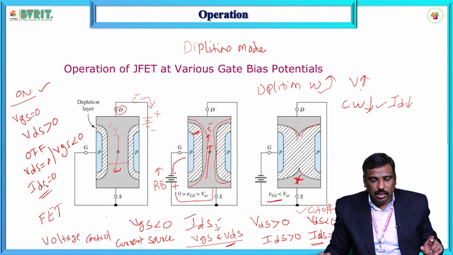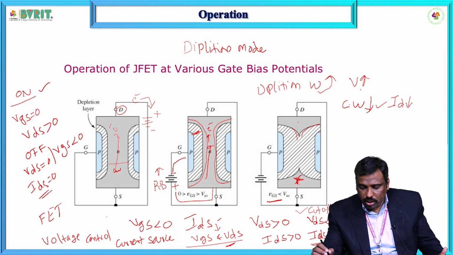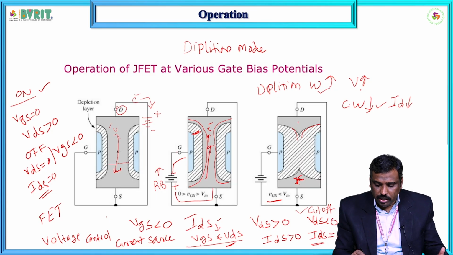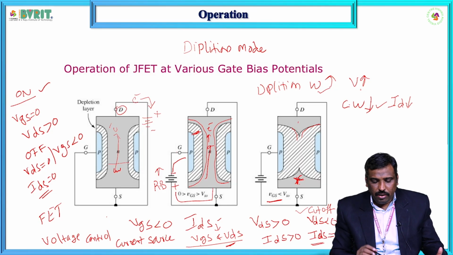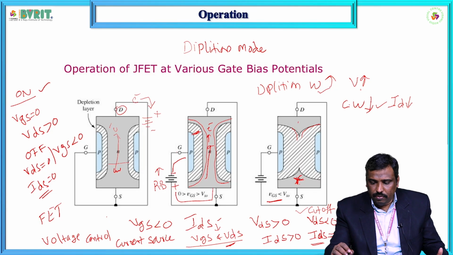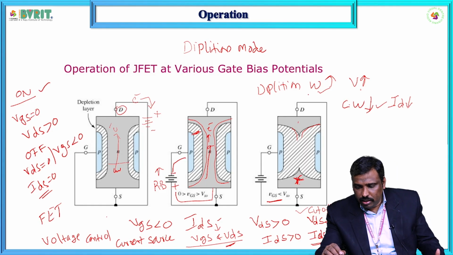So I hope you understand this operation. The only thing is the output current, the drain to source current, depends on two things. One is VGS and second one is VDS. When VGS is negative, the depletion width increases with increase in voltage. So the channel width decreases. So the IDS decreases.